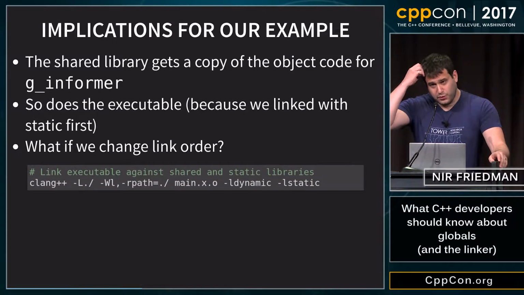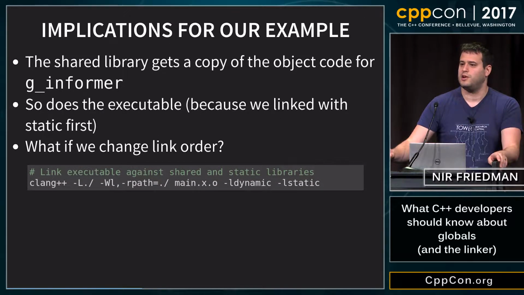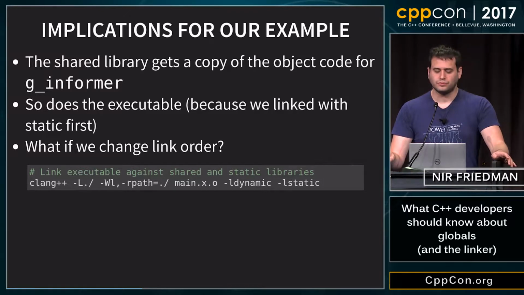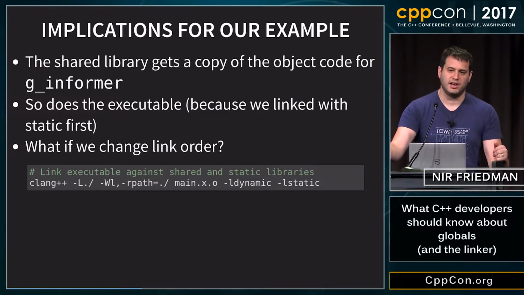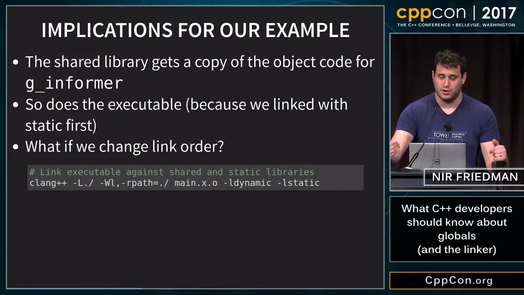Okay, so if we just take this very, very simple mental model and we apply it to our example, what do we know? Well, when we build the shared library, we build it against the static library. And that means that the code from the static library gets copied and pasted into the shared, or at least the code with regards to the global.